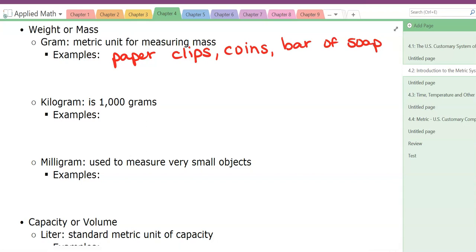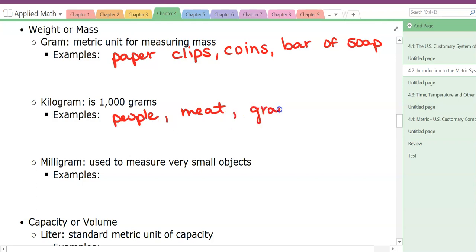Kilograms is 1,000 grams, so it's measuring bigger objects. Like our weight, like people, our weight would be measured in kilograms. Meat, like at a meat counter, or at a butcher shop. Grain, like in farming, when they're doing harvest and they're measuring how much they have of corn or beans or whatever, that would be in kilograms. And something like cars. A car would be measured in kilograms.